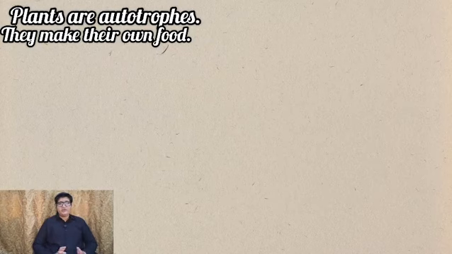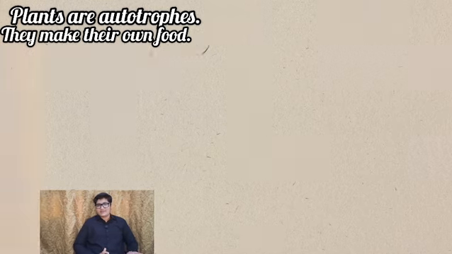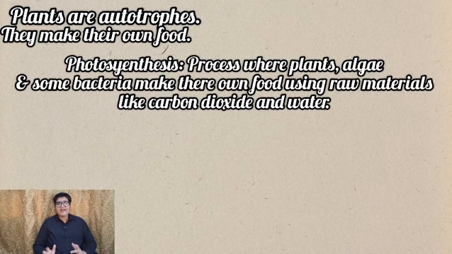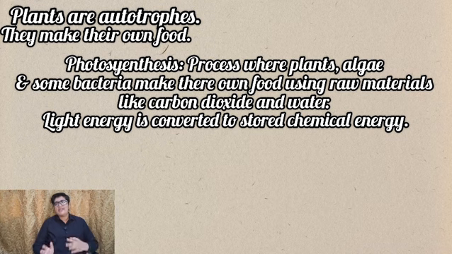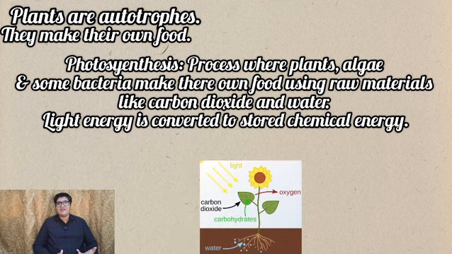The process through which plants make their own food is known as photosynthesis. So let's start by discussing what is photosynthesis. Photosynthesis is a process where plants, algae, and some bacteria use raw materials such as carbon dioxide and water to make their own food. In this process, light energy from the sun is converted into stored chemical energy so that the plant can use that chemical energy as a source of energy.